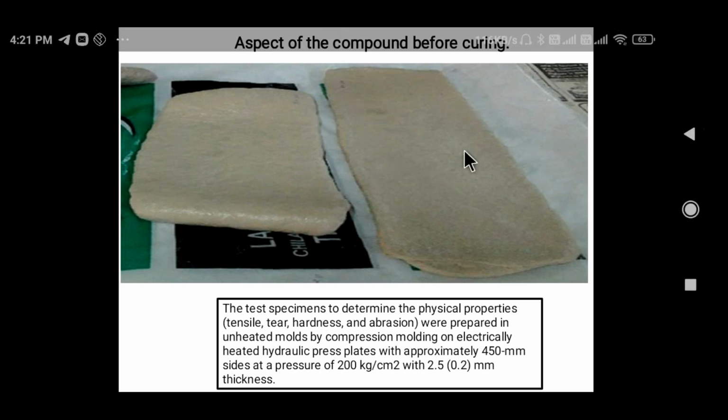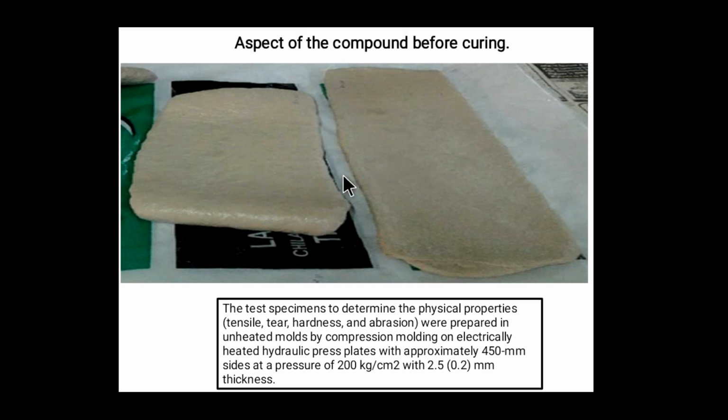So from this thing only we are cutting the specimen, molding the test specimens. The test specimens to determine the physical properties like tensile, tear, hardness, abrasion were prepared in the unheated mold by compression molding on an electrically heated hydraulic press plate with approximately 450 mm side, at a pressure of 200 kilogram per centimeter square, with 2.5 mm thickness of the specimen. The rubber compound was vulcanized at 150 degrees Celsius.